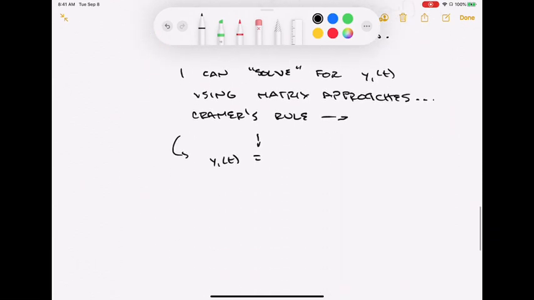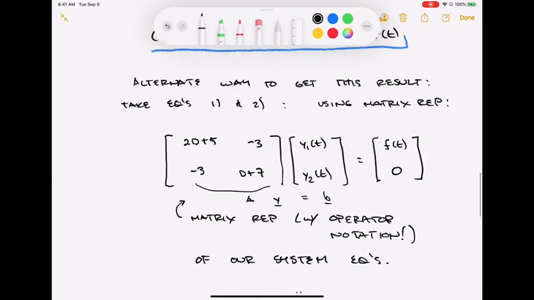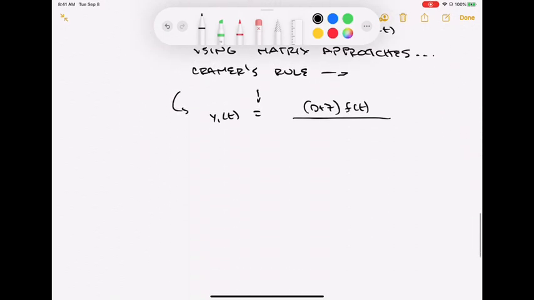You're going to have that d plus 7, f of t, and then because you divide by the determinant of A, that determinant of A is going to be that 2d squared. I'll let you work out the details on that. 2d squared plus 19d plus 26. Okay, so Cramer's rule would give you something like that.